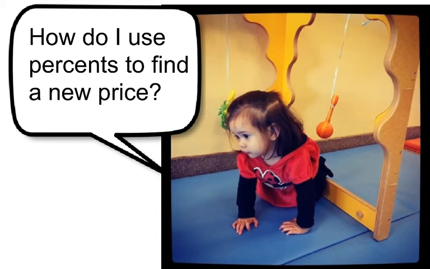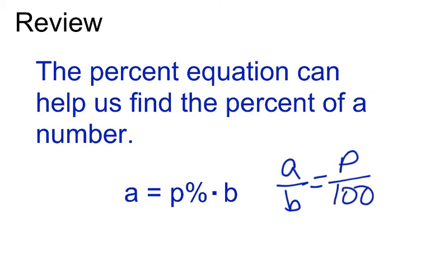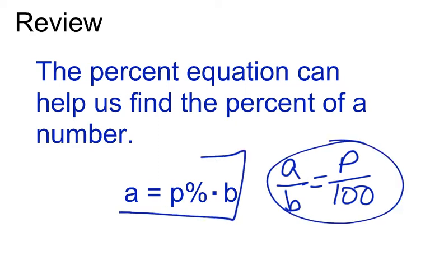First thing we need to remember is the percent equation. So let's review. The percent equation can help us find the percent of a number. Our equation is A is a percent of a number. A equals P, as in the percent, times B. Another way to set it up is as a proportion, A over B is a percent of 100. In one method, you're using cross products. In the other, you're just multiplying or dividing by a percent or a decimal.